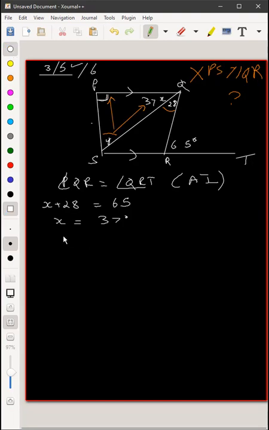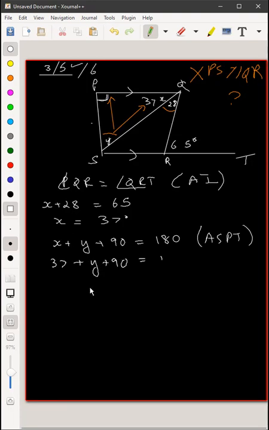Sir, it will be angle SPQ plus X plus Y is equal to 180 degrees, because it's a triangle. We can just say X plus Y plus 90 is equal to 180. We use the angle sum property of a triangle. What is X? It will be 90 plus 37, which is 127, plus Y is equal to 180. Then Y is equal to 180 minus 127, which is 53 degrees.